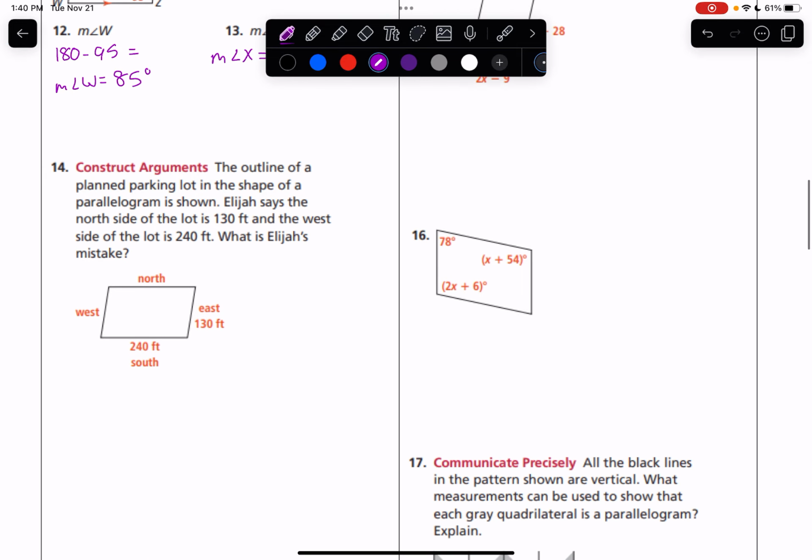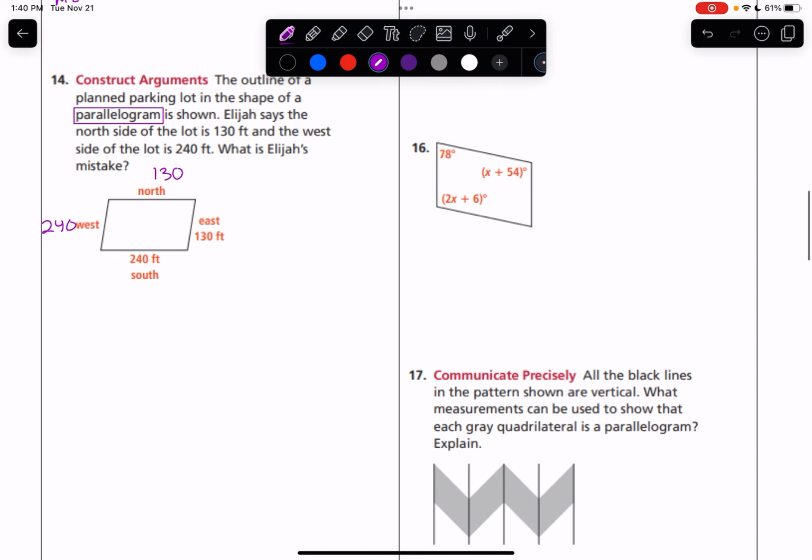Number 14, the outline of a planned parking lot in the shape of a parallelogram is shown. Elijah says the north side of the lot is 130 feet, and the west side of the lot is 240 feet. What is Elijah's mistake? Well, if the outline is a parallelogram, the parallelogram has opposite sides that are congruent, not adjacent sides, which are congruent.